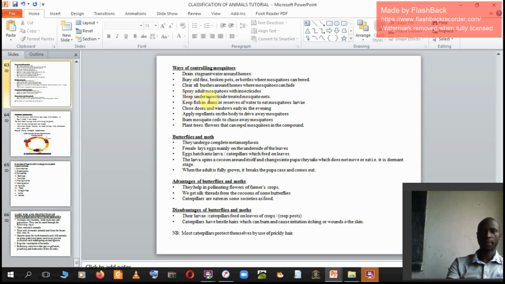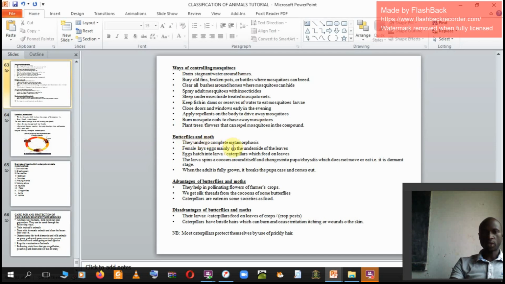We close doors early. We apply repellents on the body to drive away mosquitoes. Then burn mosquito coils to chase them. We can chemically control by burning mosquito coils. We plant trees or flowers that repel mosquitoes in the compound. We have such trees that repel mosquitoes.